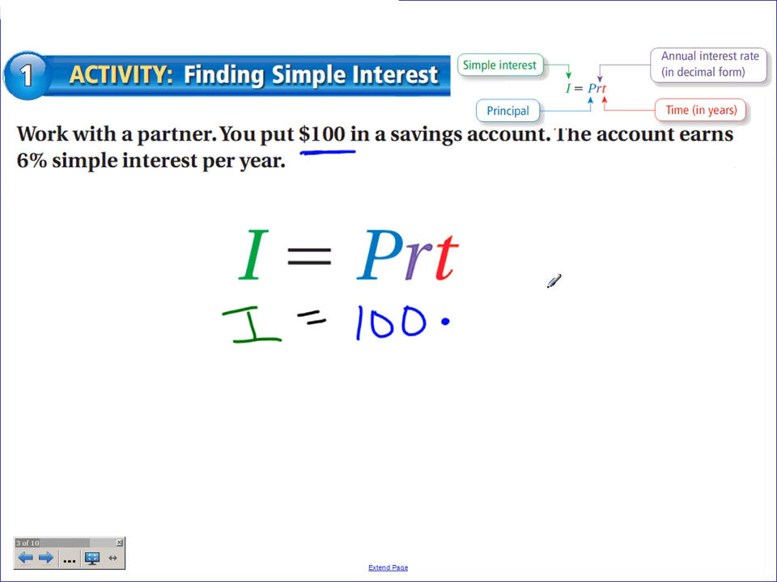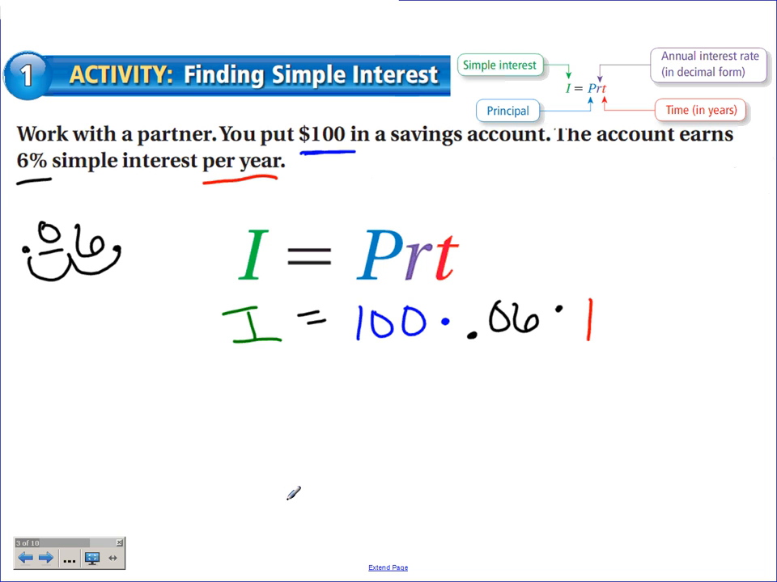We're going to multiply that by our rate. 6% is our rate, but we need to put that in decimal form. So our decimal point is in front of the 6. We need to move it to the left 2 times, because it's a percent, it's out of 100. Fill in the blank with a 0. Our rate now, as a decimal, is 0.06, or 6/100ths. Our time is per year, so it's only 1 year, so we're going to multiply it by 1.